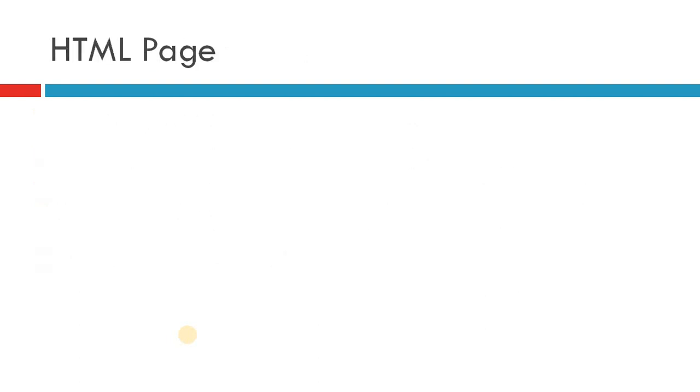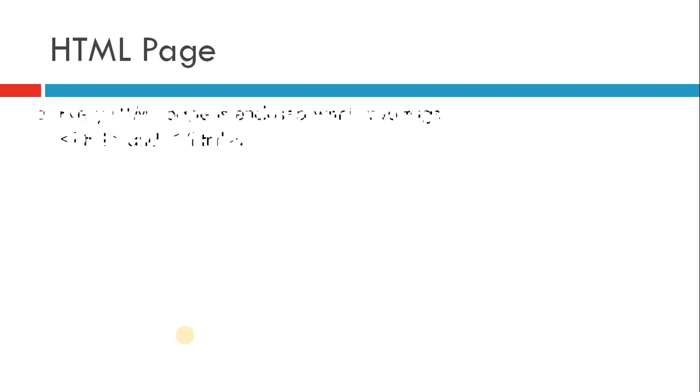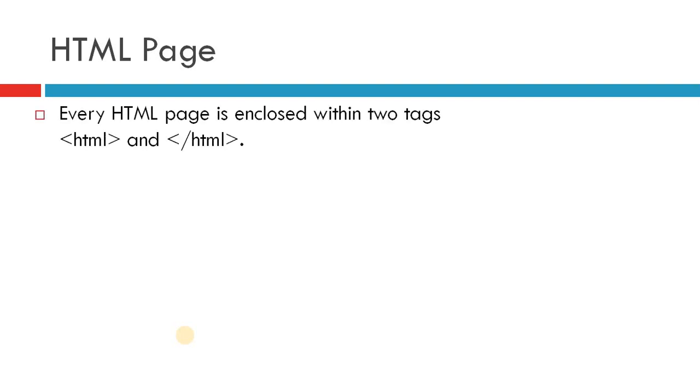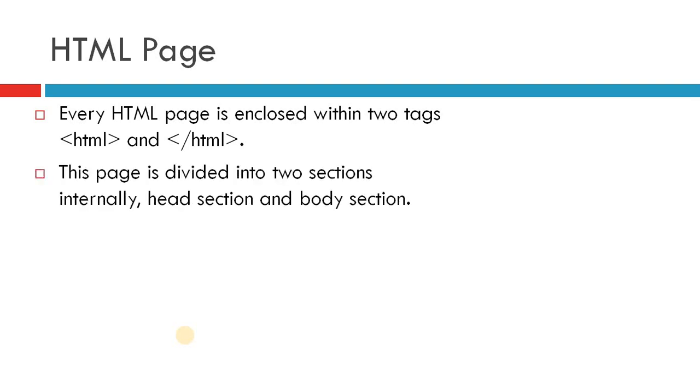HTML page. HTML basically consists of various different tags. Thus, the page also is made up of several tags. The HTML page is enclosed within tags HTML and /HTML. So the first statement will be HTML tag and the closing statement will be /HTML. The page is divided into two sections internally, the head section and the body section.